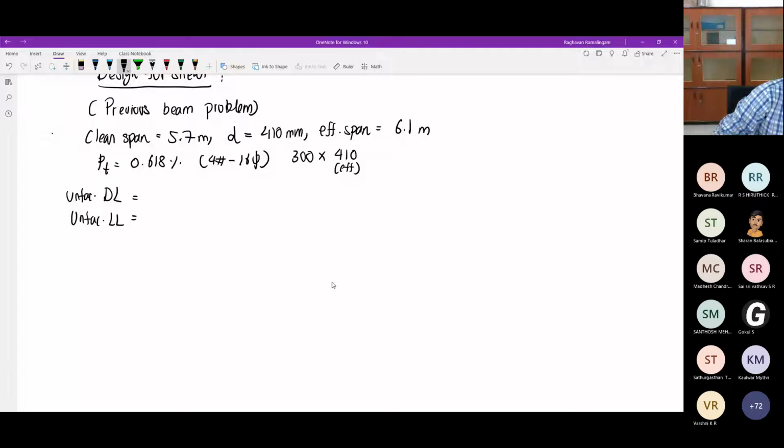To solve this, everything else is already given. This is our clear span. Effective span we need, this is the effective span, 6.1 meters. For calculating the shear strength of the concrete, we will be using the percentage of tension reinforcement that is used and the grade of concrete that is used. So first thing, factor the dead load: 12.5 times 1.5 is, I think, 18.75. And factored live load is 7.5, and the whole thing becomes the total load.